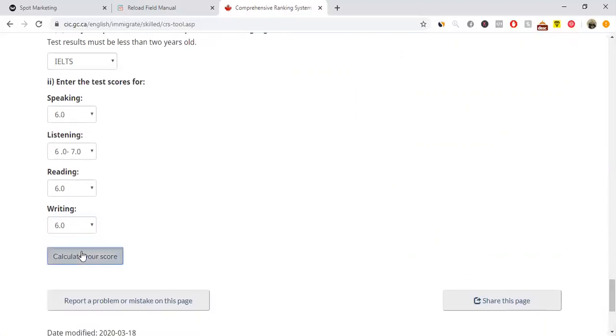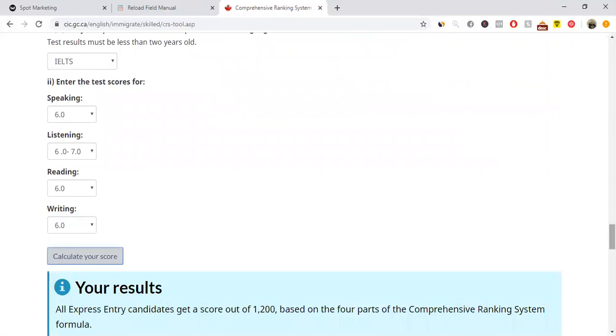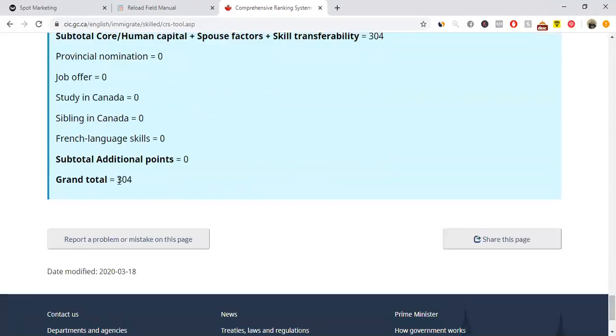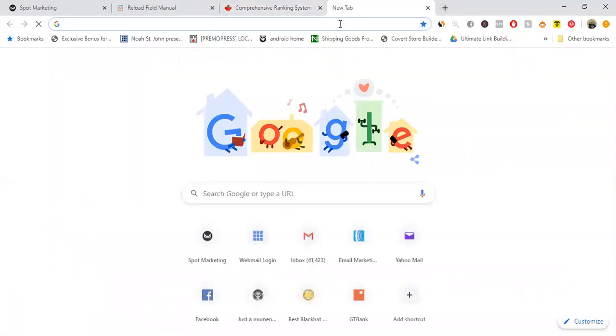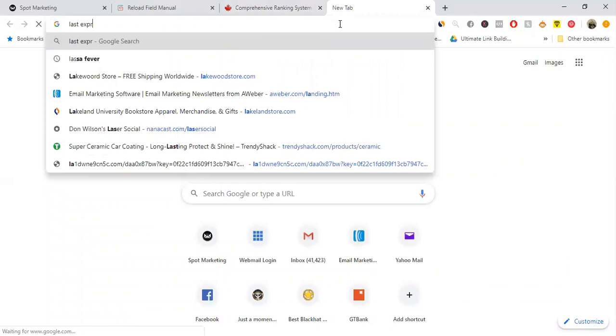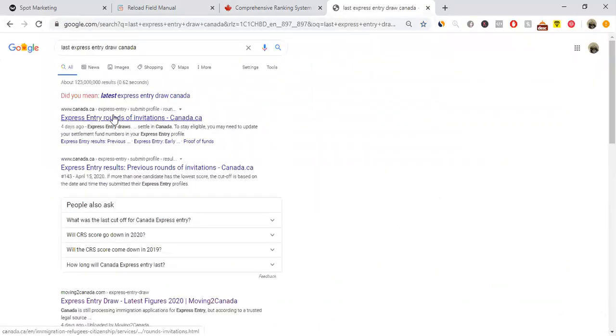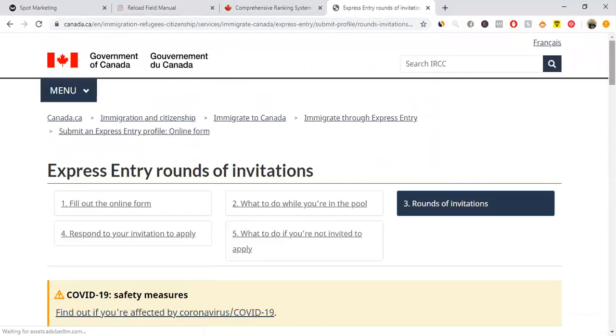So you're not going to calculate the score. When we look at the score here, the total score is 304. Now let's come to the last expression to draw. I think that's going to check it. Let's look at the score.